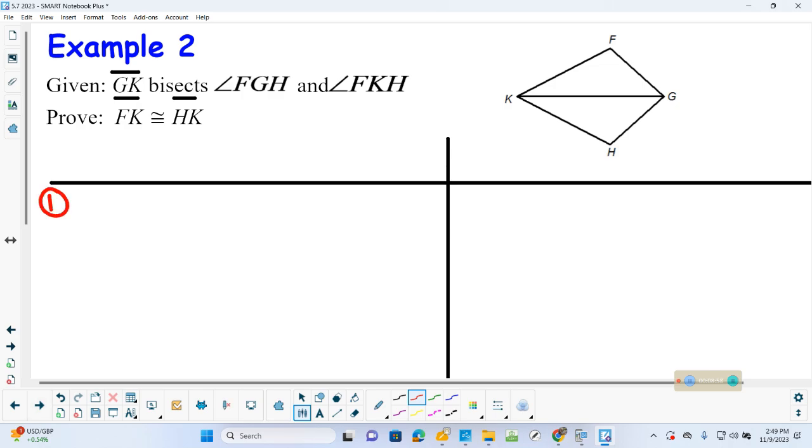Okay, GK. Bisects. Ooh, good word. Good word, bisects. Be thinking about what bisects means as you're writing this.